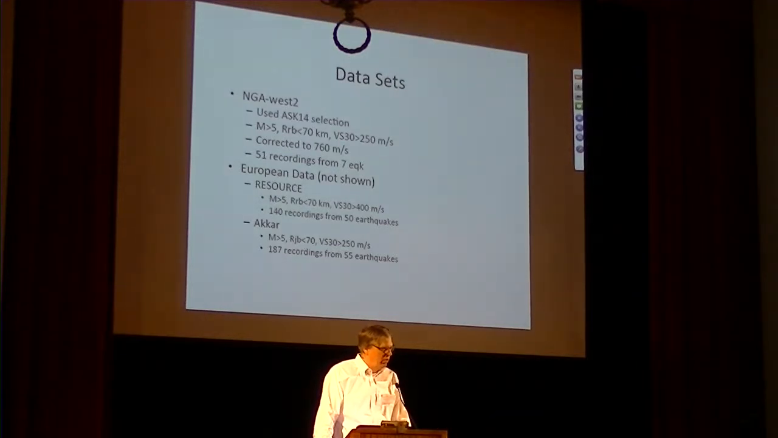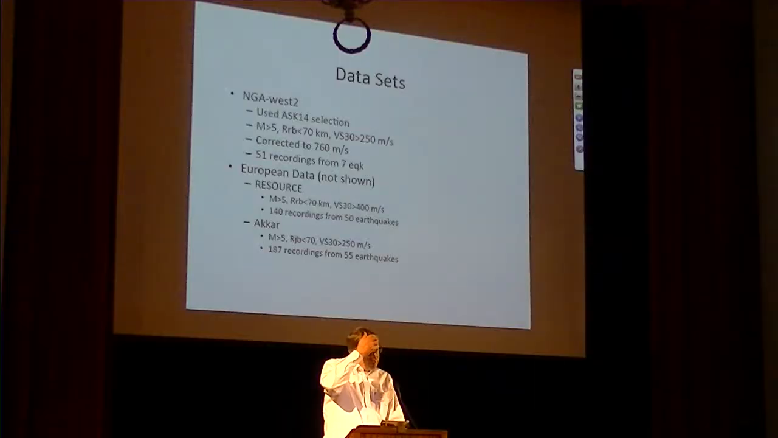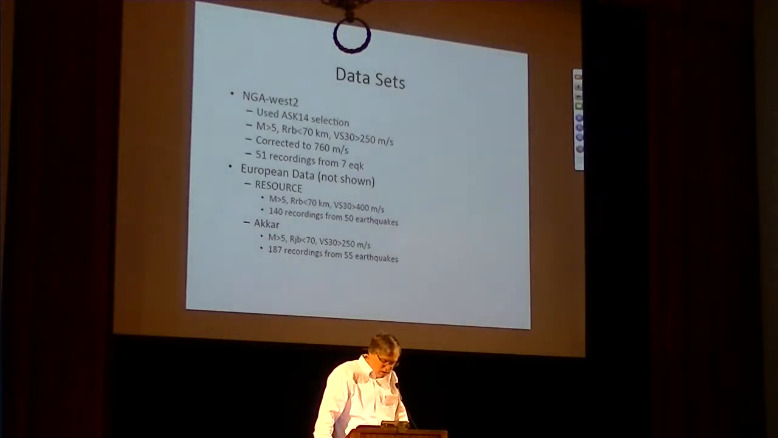Ken, did you want to say something? Yes, I was just going to say, Akkar et al. used a subset of the RESORCE database, but the largest number of events that he removed didn't have VS30s. And here, I presume for the RESORCE database, you're only using data with VS30 values. Correct. I think this explains the difference you're getting. If you went down to 250 for the RESORCE database, you'd probably get almost the same number of recordings per earthquake. And then if you go to larger magnitudes, it's going to be reversed. So the number of earthquakes and recordings in NGA, I assume, will be larger than European.